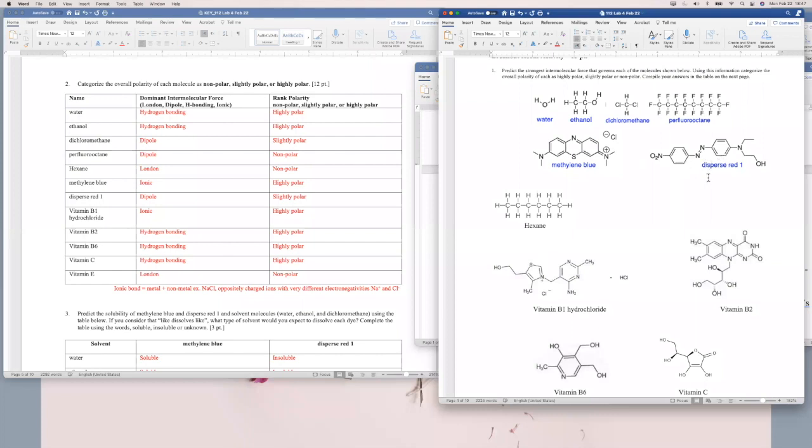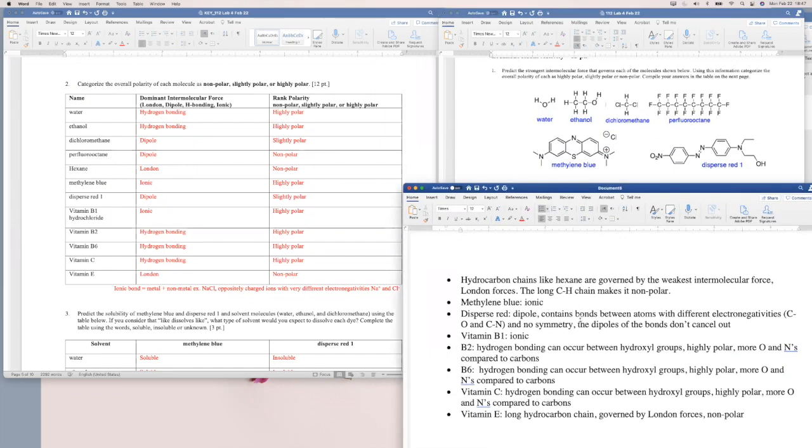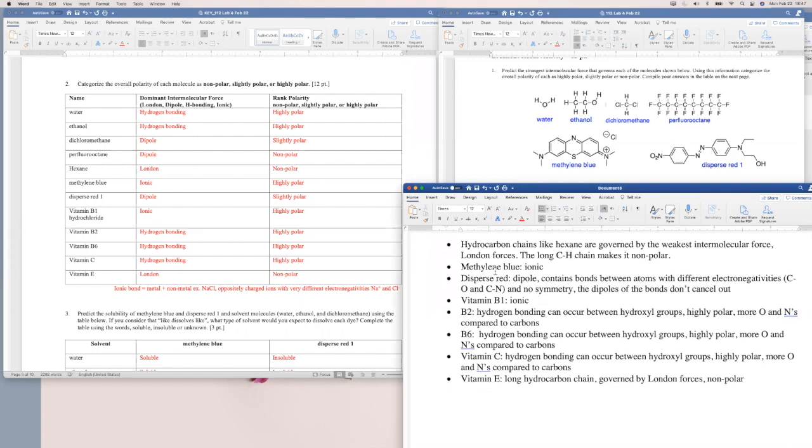Disperse red was another one I was not 100% sure on. So my guess with disperse red here and what I could find, it's also one of those dyes, is it's dipole, because a dipole intermolecular force has bonds of those different electronegativities that we talked about with dichloromethane and perfluorooctane. My guess was that because there's carbons and oxygens bonded together and carbons and nitrogens bonded together, that's what makes it dipole. I couldn't 100% figure that out, but that's my guess.